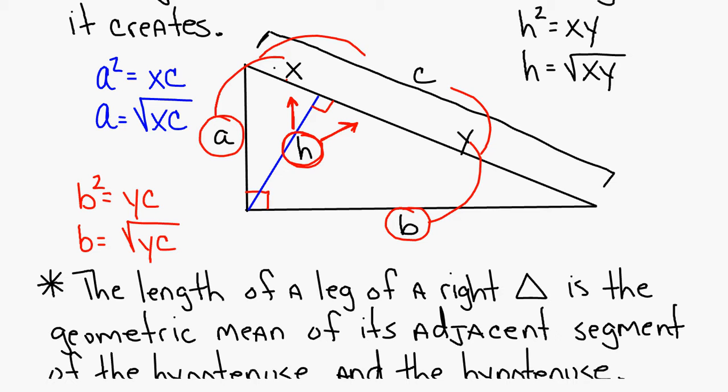So if you want to flip the page and look at example 3, we're going to use this information to find some segment lengths. There's a right triangle on that page that looks something like this. The big triangle's right angle is right here, and the altitude to the hypotenuse is right there. The segments are labeled Z, the altitude is X and Y. The two segments of the hypotenuse are 2 and 10.